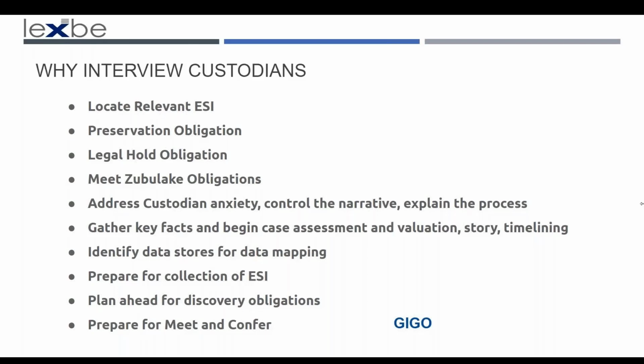From the custodians, if done properly, you'll identify the data stores and allow for data mapping of the available ESI in the case, and we'll talk about that later, so I won't address it here. Prepare for collection of the ESI. Plan ahead for discovery obligations. How long is it going to take? How many custodians? What can be committed to? What's it going to cost? All these can be fleshed out with the beginning stages of good custodian interviews, and prepare for meet and confer and other discovery obligations as they go on.